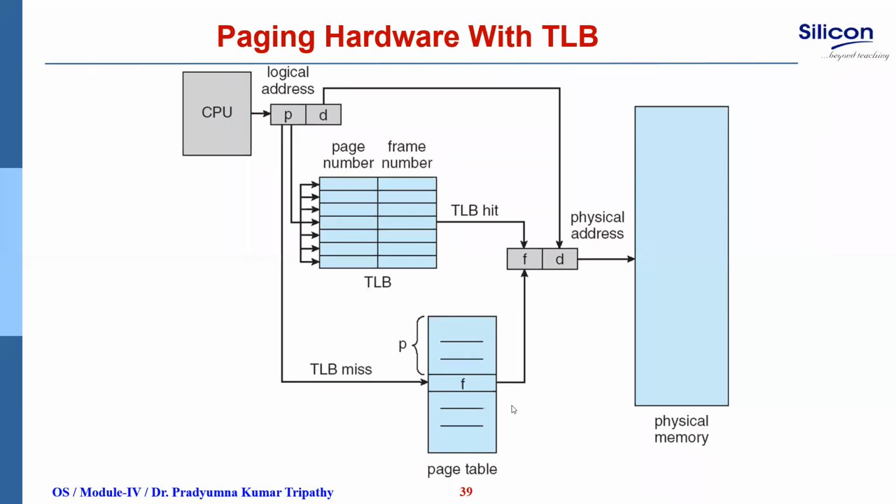Actually, in the diagram, this PMT is inside this memory. However, this TLB is inside the CPU. So it will be searched in the PMT, and the corresponding frame will be added to the displacement to get the physical address. Is that understood? Is the diagram understood, the paging hardware?